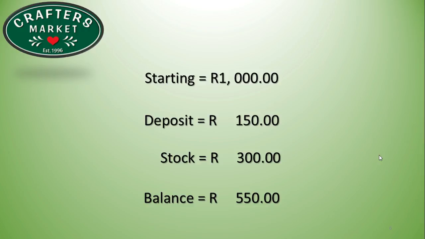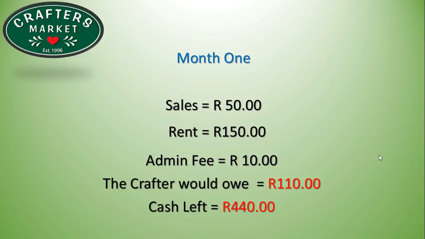In month 1, only 50 Rand sales are achieved, and say the admin fee was R10. Do the maths. 50 Rand minus R150 rent minus the R10 admin fee means that you would owe R110, which you would have to pay in. So now there's only R440 cash left.